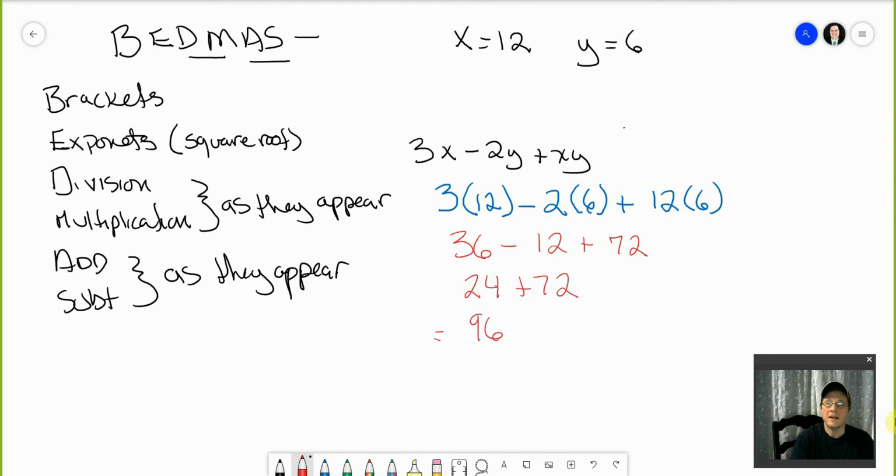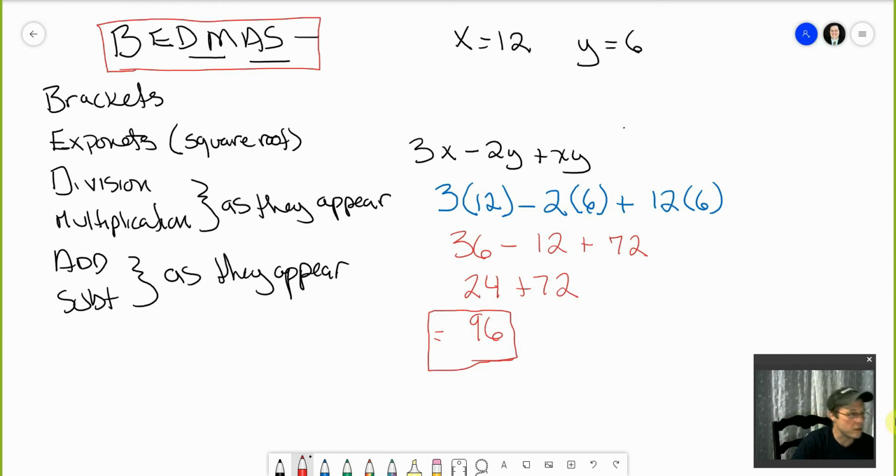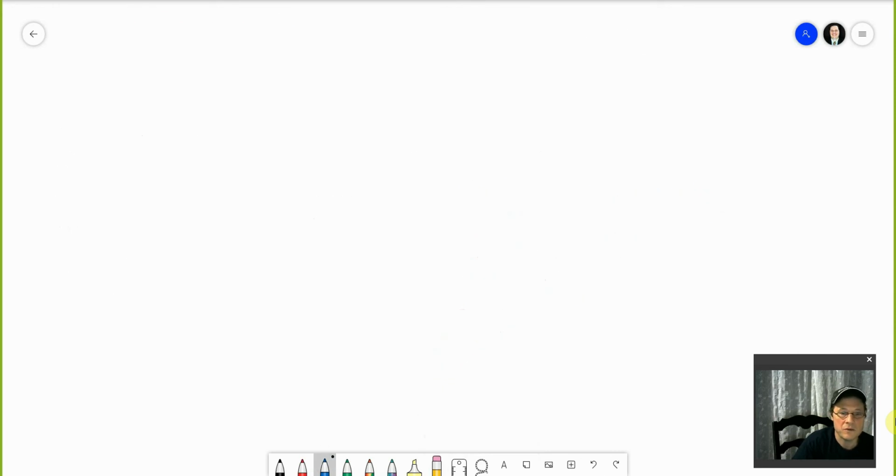Okay, and this is why BEDMAS is so important, because if you did this in any other order, you're not going to get the right answer, right? So think of BEDMAS. This is your rule to solve algebra. That's the rules. Follow the rules. And we'll do one more example of some basic algebra here.